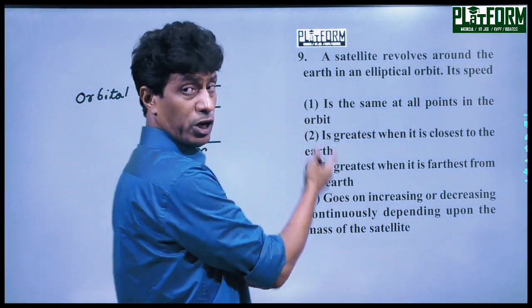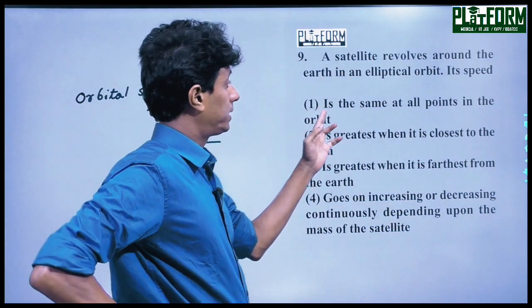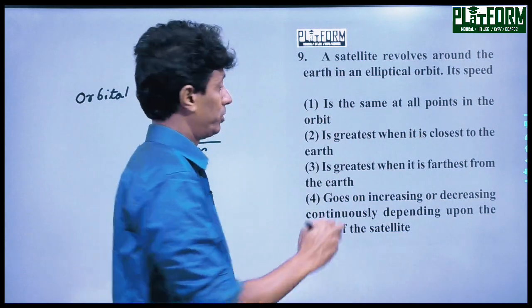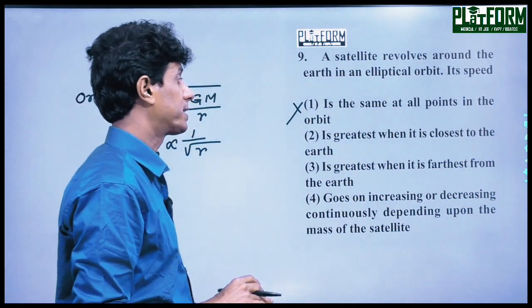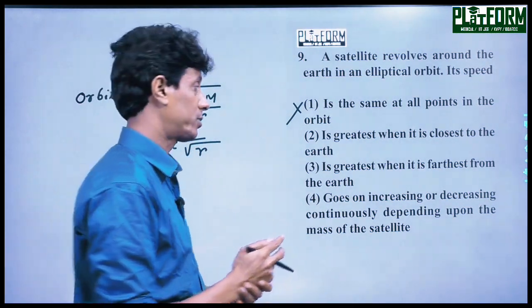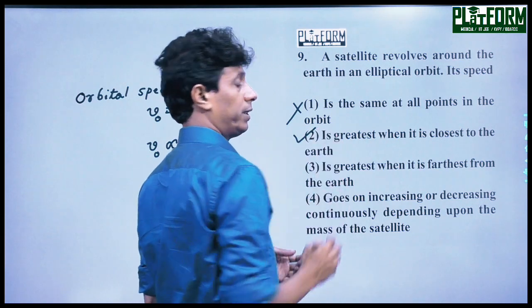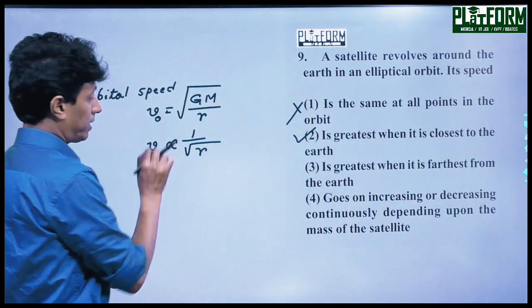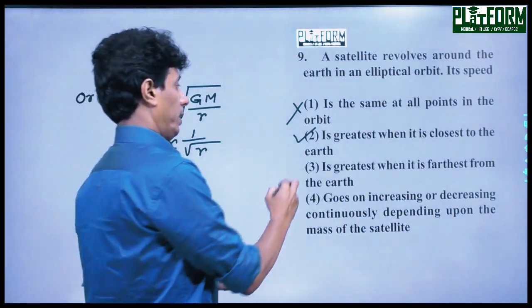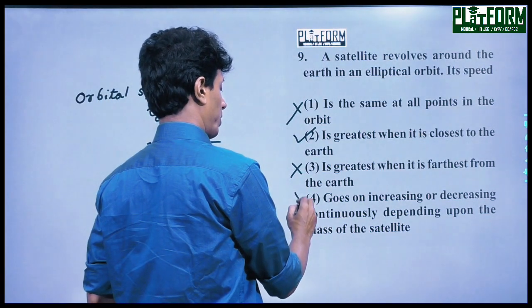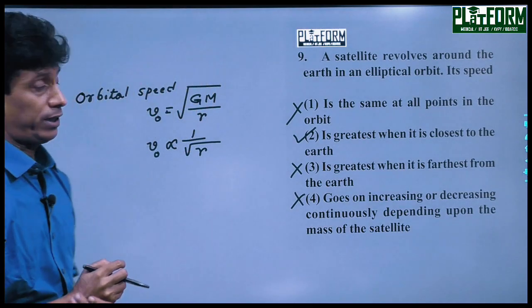So let us move to the options given here. Is the same at all points in the orbit. So this is not the right option here. Very simple question. It is greatest when it is closest to the Earth. So this is the right option. If R is less, then the orbital velocity is more. And option 3, option 4 are not the correct options here. Next problem.